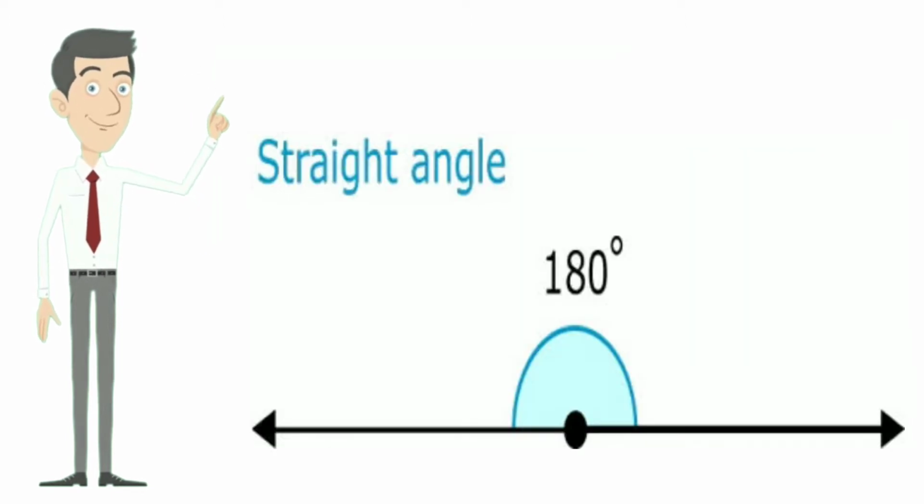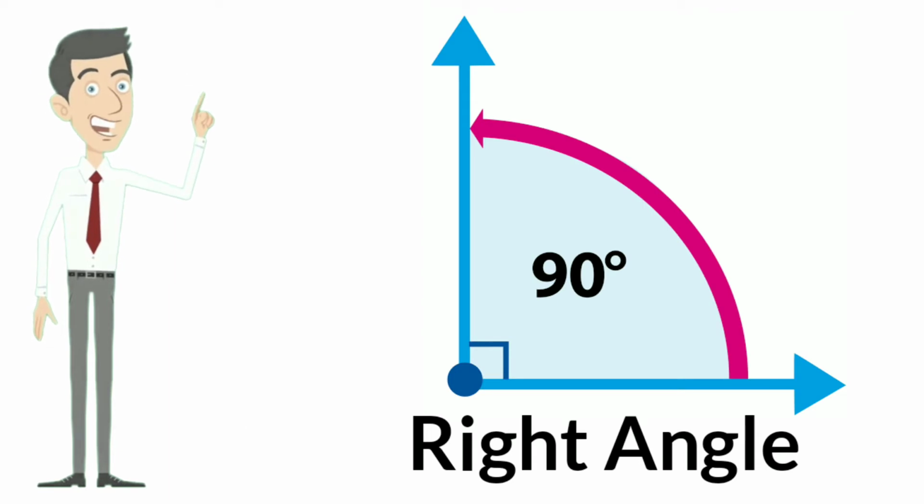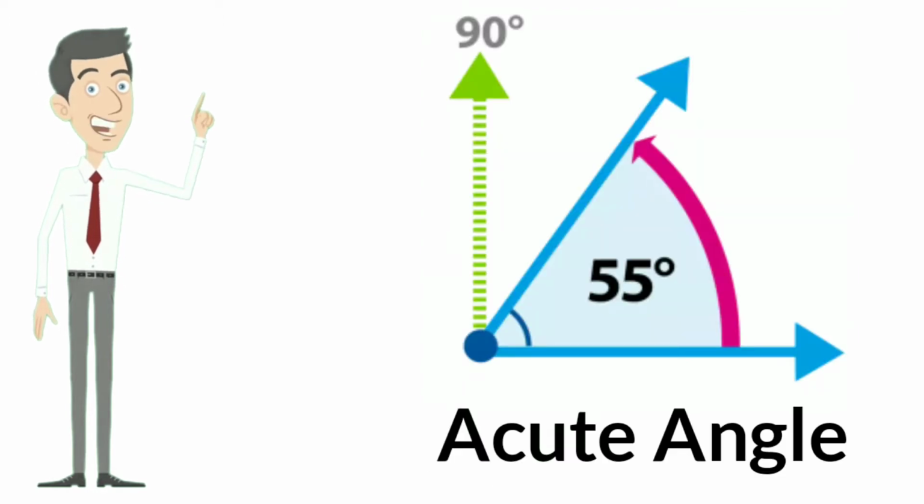Straight angle. Straight angle is an angle whose measure is 180 degrees. Right angle. An angle whose measure is 90 degrees is called right angle. Acute angle. An angle whose measure is less than 90 degrees is an acute angle.